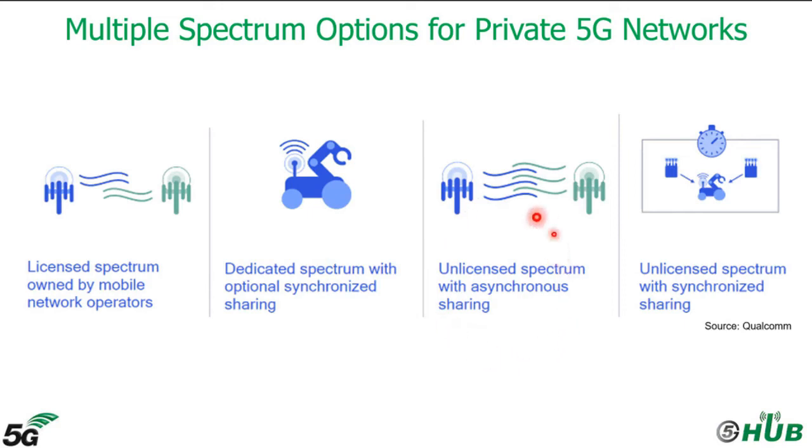The first one is licensed spectrum owned by the mobile network operator, where operators can allocate spectrum in a specific area for industrial IoT such as mines. The second one is dedicated spectrum with optional synchronized sharing. For example, in some regions, spectrum is dedicated for industrial IoT use cases, like 3.5 GHz in Germany. The third one is unlicensed spectrum with unsynchronized sharing, so here NR-U unsynchronized can be used for private 5G networks that don't require ultra-reliable low latency communication. The last one is unlicensed spectrum with synchronized sharing, which can provide significant capacity gains.